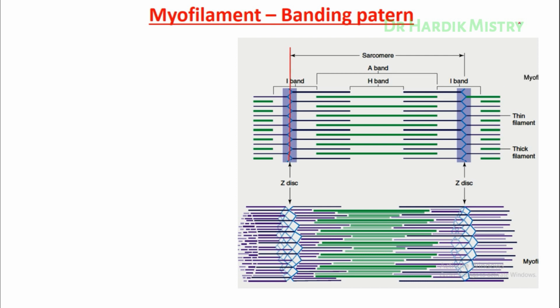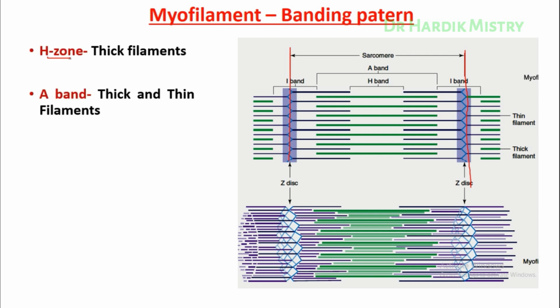So this is one Z disc and this is the other Z disc or Z line. Here you are clearly seeing that the blue color is the thin filaments, which is actin, and the thick filaments are green in color, and are made up of myosin.